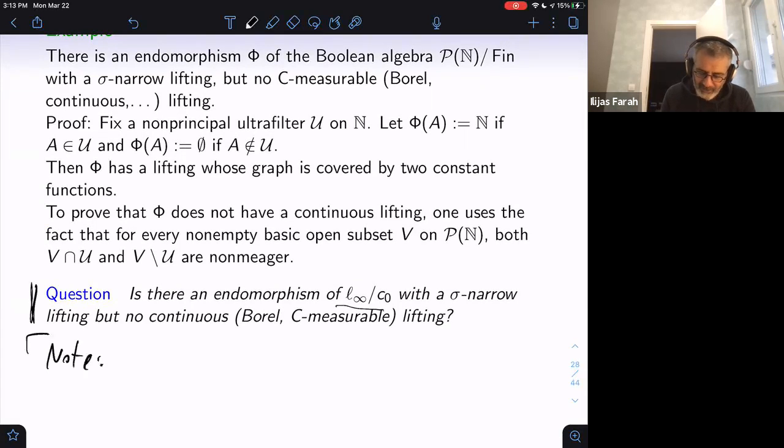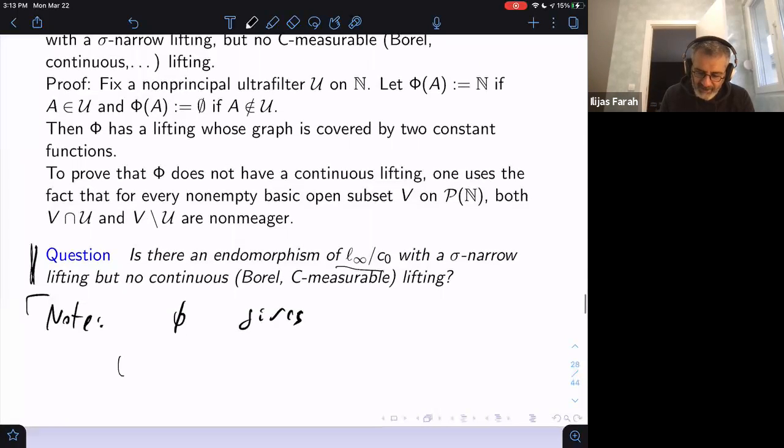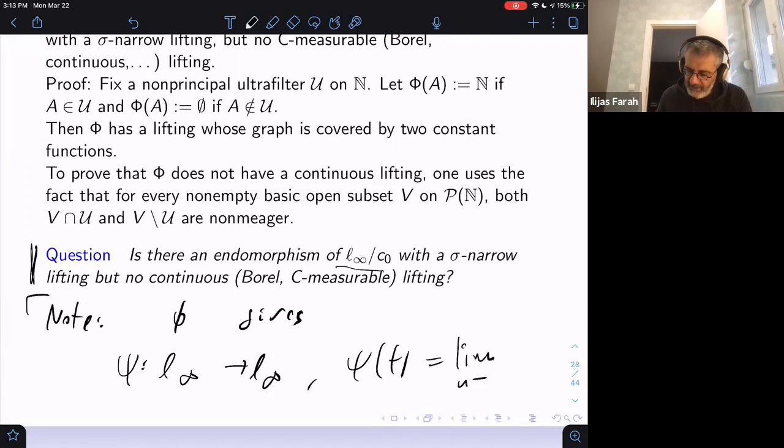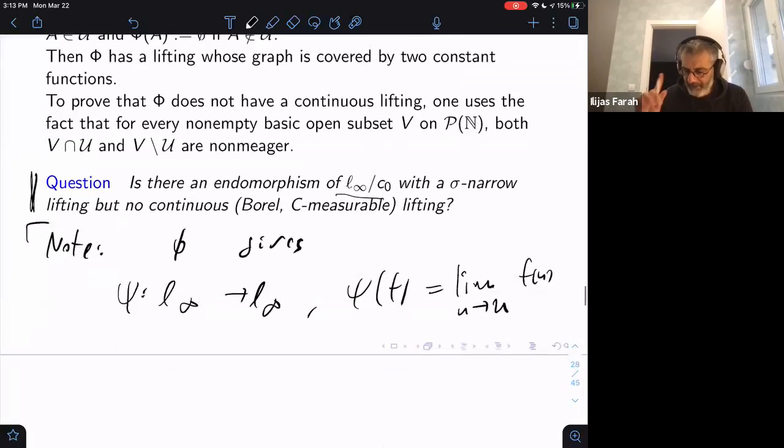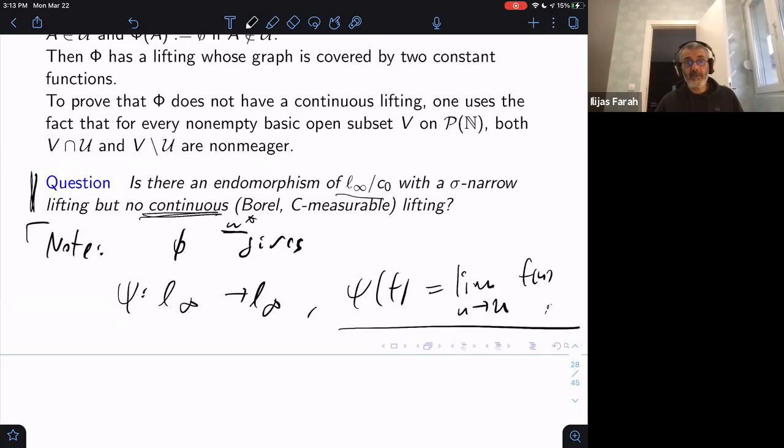so note what phi gives, it gives psi, which maps L infinity to L infinity. And what is psi of f? It is the limit as n approaches the ultrafilter U of f of n. Now, this is norm continuous, but it is not weakly continuous. Right, so it's a very weakly discontinuous functional. And when I say continuous, I mean continuous in the weak operator topology, although in the case of L infinity, it's really the weak star topology, which comes from C0. So this is not weak star continuous. And after thinking a little bit about this, it seems to me that the answer is no. And if the answer is no, that may actually help perhaps simplify some of the proofs.